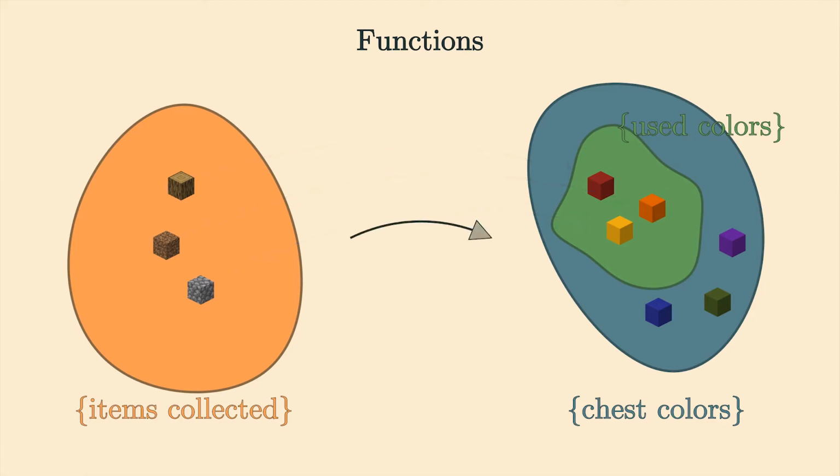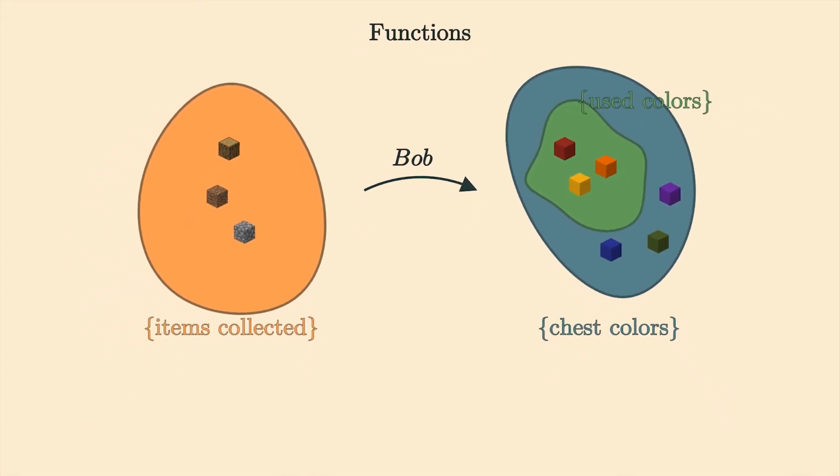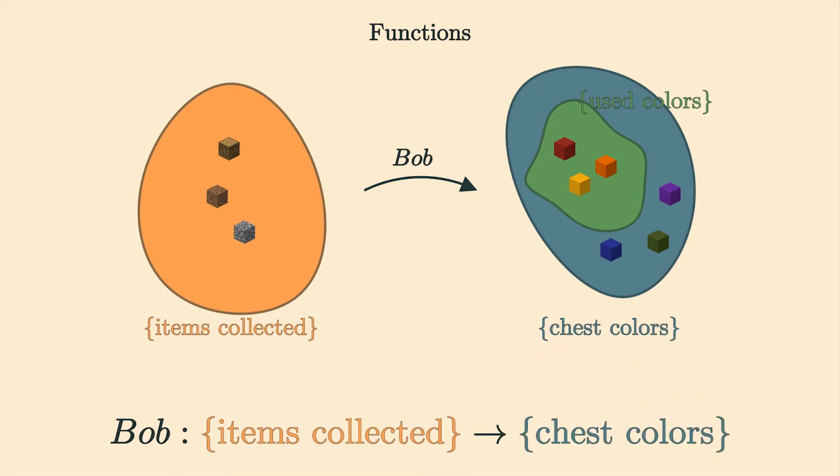When we're talking about a function, it's often useful to give it a name and to show what the domain and the codomain are. So let's call our item sorter Bob. The notation here is to write the function name followed by a colon, and then our domain with an arrow pointing to the codomain. For our item sorter, this reads function Bob from the set of items I've collected to the set of chest colors.